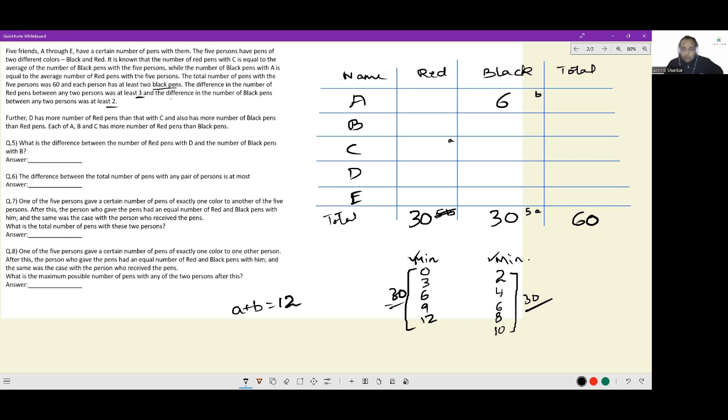And A is also equal to 6. So this 6 from here and this 6 from here are already allocated. Let us go to the next line.